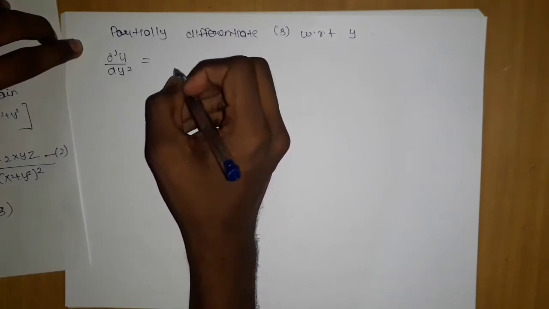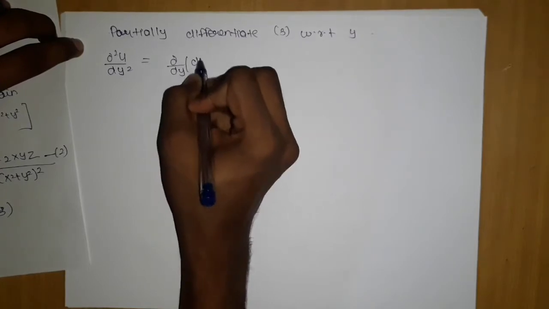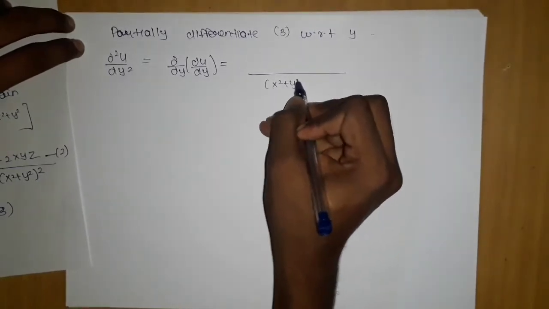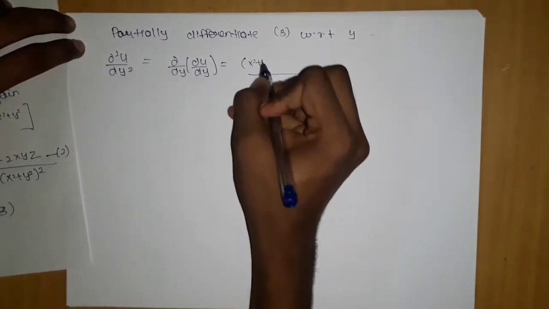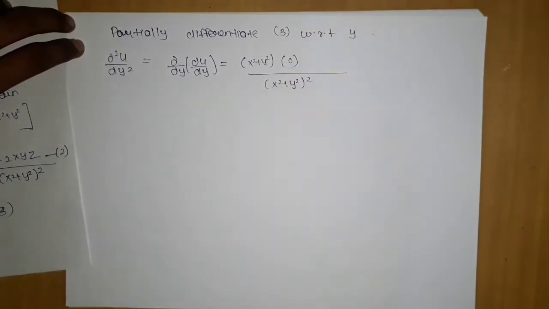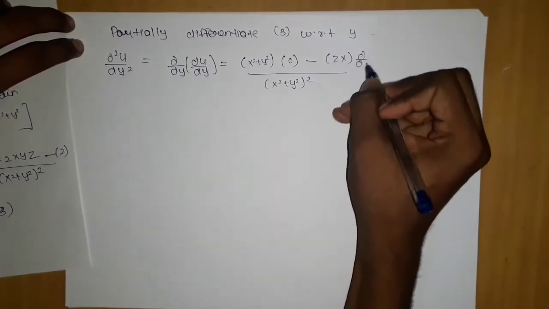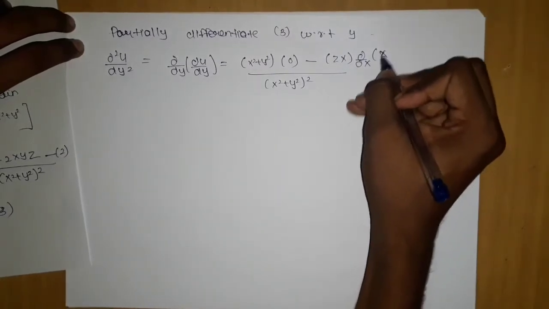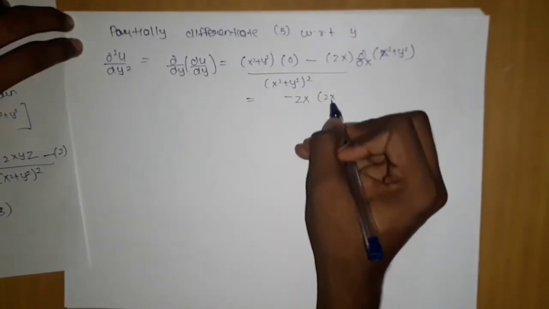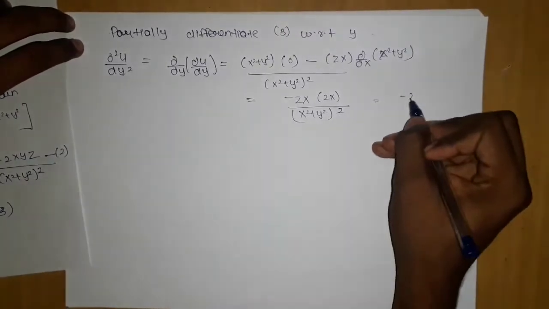So we are going to get dou square u by dou y square, which will be nothing but, if I differentiate it again, dou by dou y into dou u by dou y, which will be x square plus y square the whole square. If I differentiate it with respect to y, this will become 0, minus, here zx will be outside, and it will be probably minus zx into 2y by x square plus y square the whole square, which will be minus 2x.